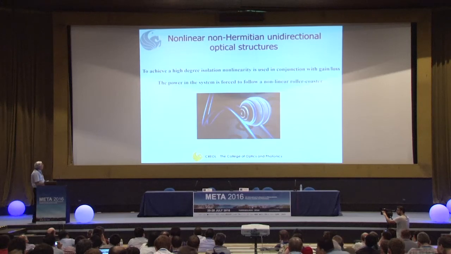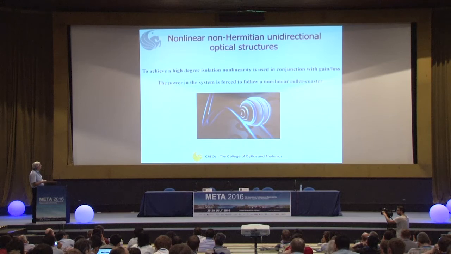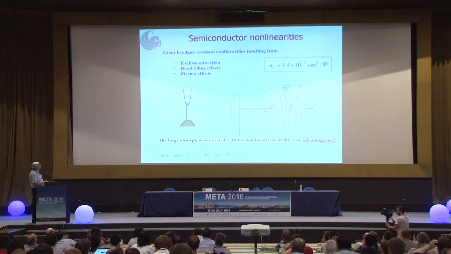Well, it so happens that if you use gain-loss contrast and nonlinearity, then you can introduce isolation. So anytime the power in the system is forced to follow a nonlinear roller coaster, the system is not reciprocal. So how can we do that on semiconductors? Well, III-Vs are known for their very large nonlinearities. They have nonlinearities that are nine orders more than silica glass. They come from excitons, band filling effects, and so on.